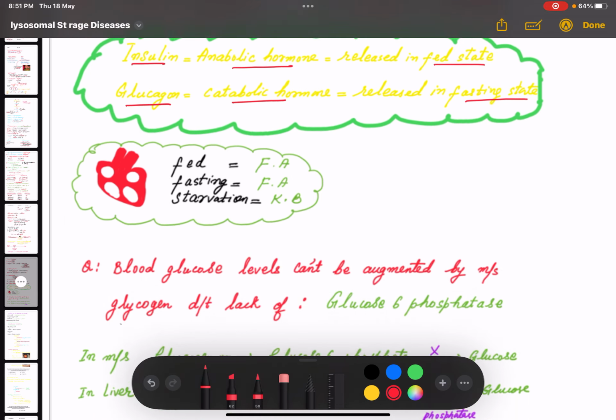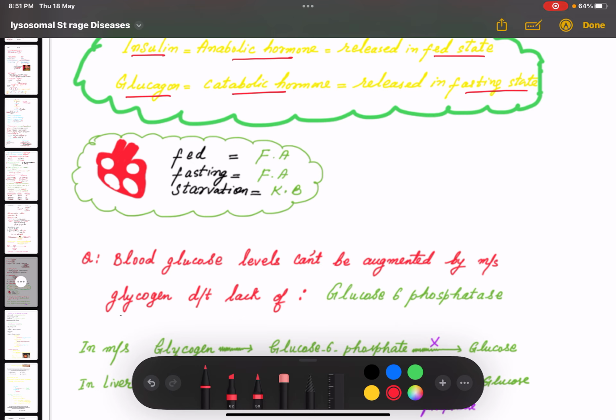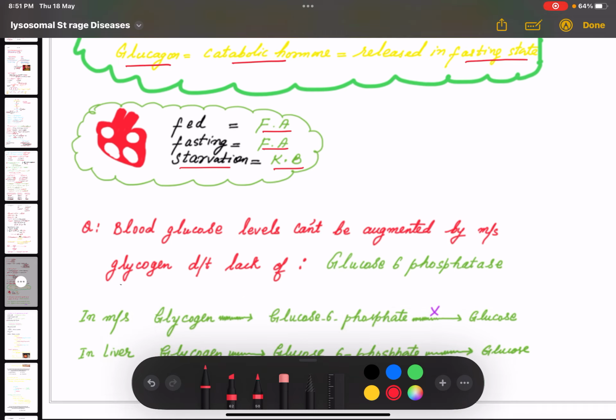Our beautiful heart is going to use fatty acids in the fed state, fatty acids in the fasting state, and in starvation it uses ketone bodies. Very important.